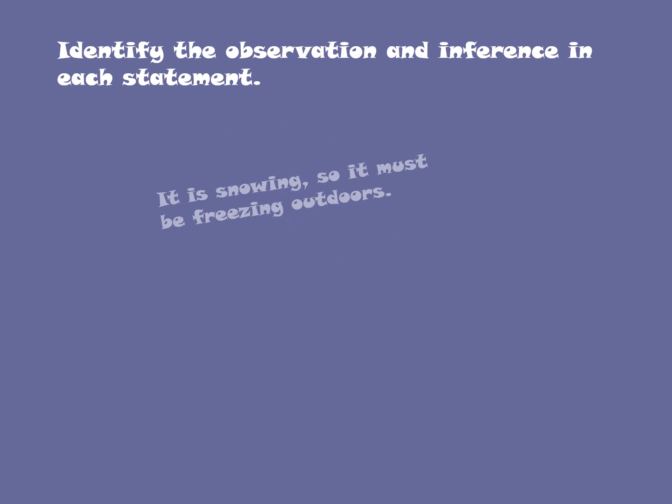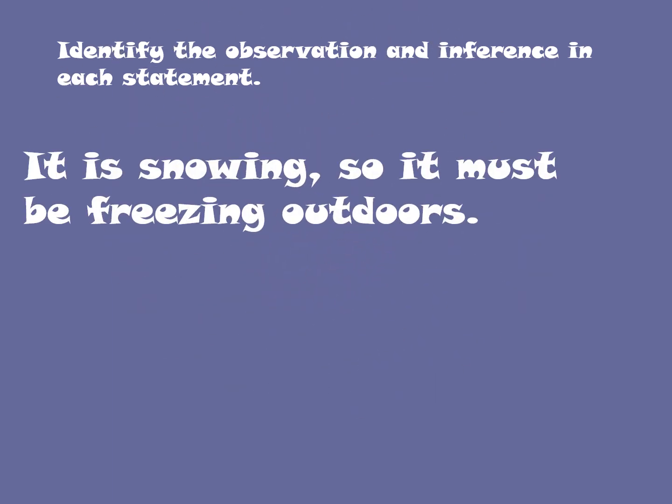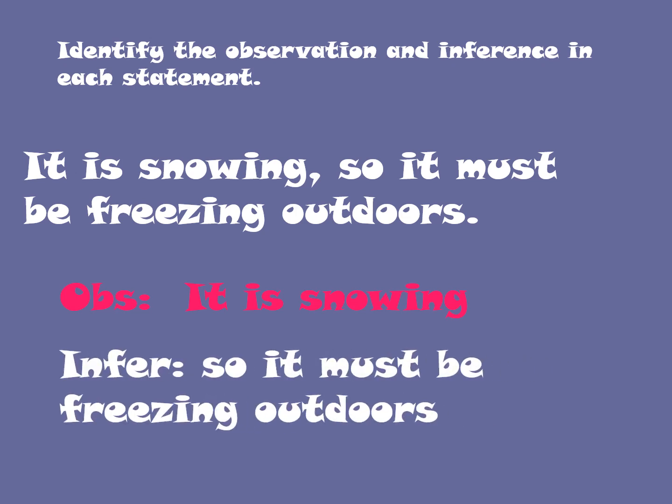All right, you have 3 statements on your paper. What we're going to do is identify the observation and inference in each statement. The first one here: it is snowing, so it must be freezing outdoors. As I look at this one, that means the observation is it is snowing. That is what I'm actually observing, what I see. And the inference portion is so it must be freezing outdoors.